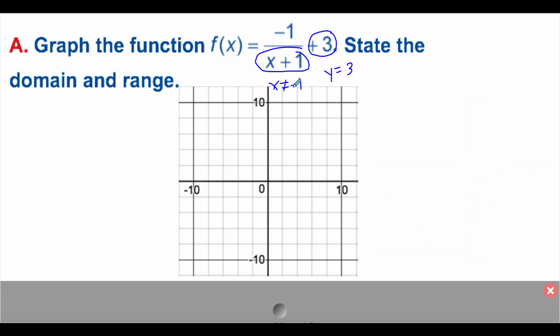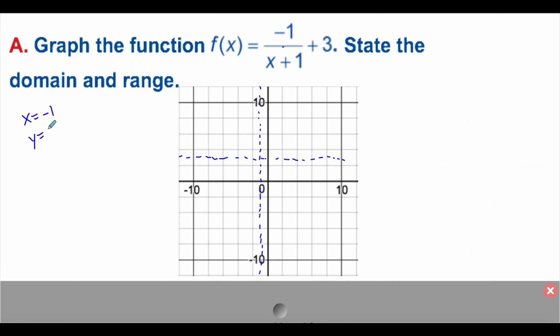And I keep writing x cannot be -1. That's our restriction. That's the way you write the restriction. This is the way you write the asymptote. X equals -1, y equals 3. Because the asymptote is a line, not a restriction. So we're going by 2's here, it looks like. So I draw a line at -1. All right. And then I'm going to draw a line at 3, y equals 3, so that's right there. All right, so those are the asymptotes. So we have x equals -1, y equals 3.